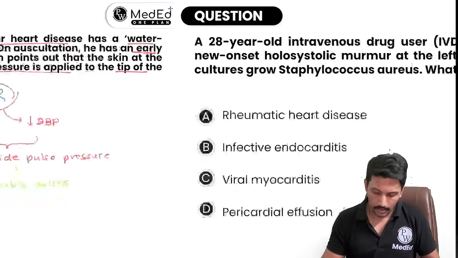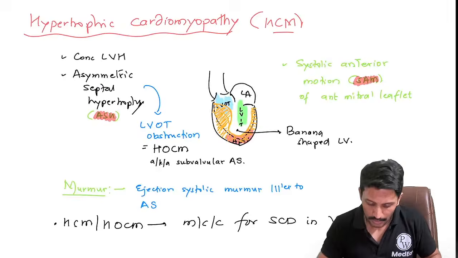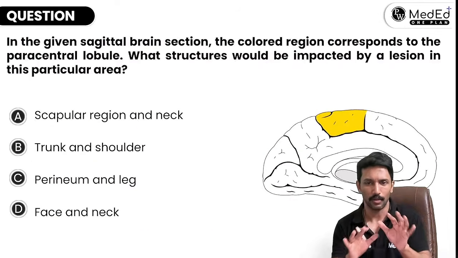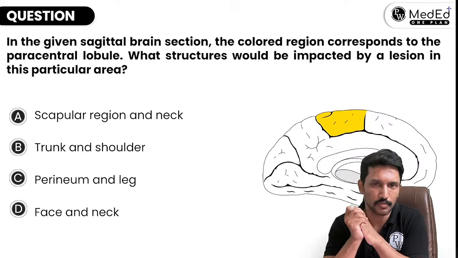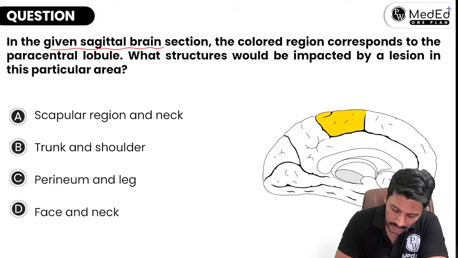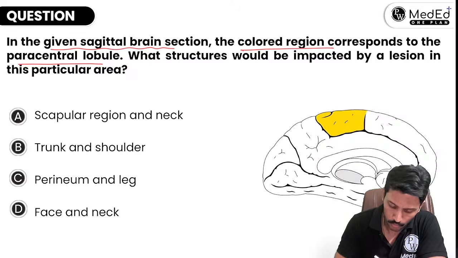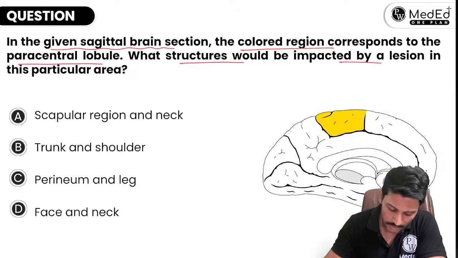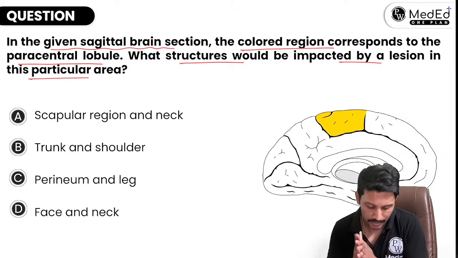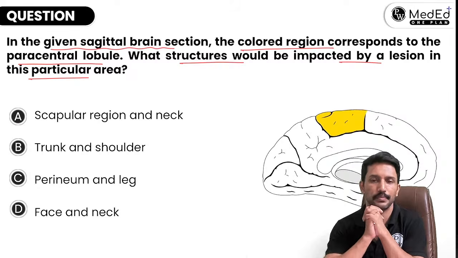Okay. Now we'll take one more question and then we'll wind up for today. I'll try to have one more session covering a few more questions so that we could touch all the important areas of important systems. Okay, so this is a question. In the given sagittal brain section, the colored region corresponds to the paracentral lobule. What structures would be impacted by a lesion in this particular area? Scapular region and neck, trunk and shoulders, perineum and leg, or face and neck.